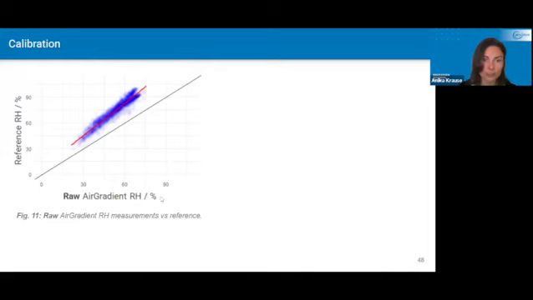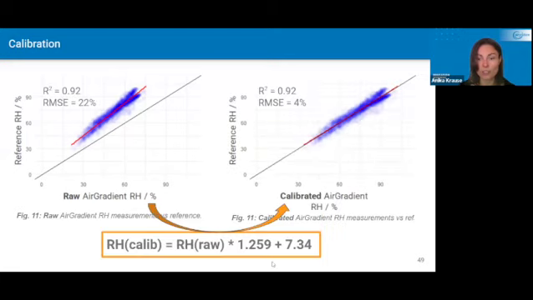I created also a data set where we compare the raw air gradient data with the reference data. Here you can see the scatter plot. And here you can see that the difference is even bigger, actually, from the 1-to-1 line. And you can also see that in comparison to the temperature data, it's just a straight line this time. So we can just do a very simple linear calibration. So we just extract 2 parameters and calibrate with these 2. And you can see that now the average error has gone down from 22% to 4%.